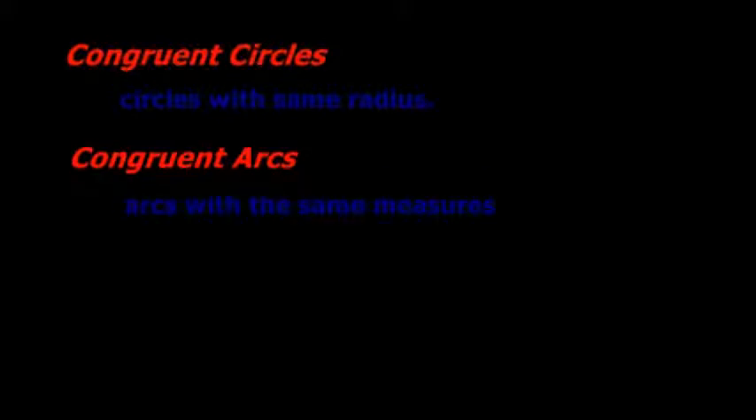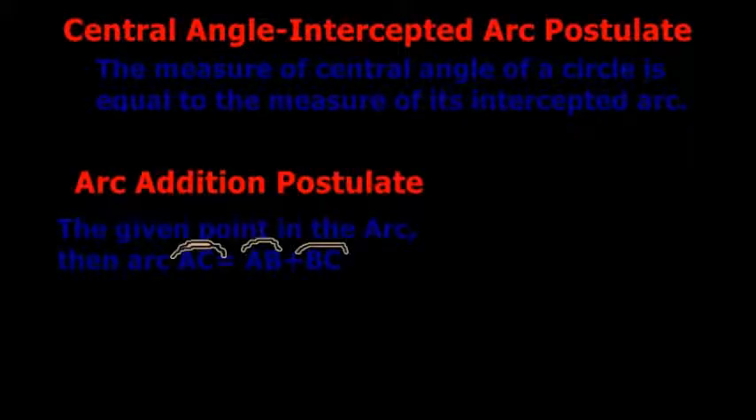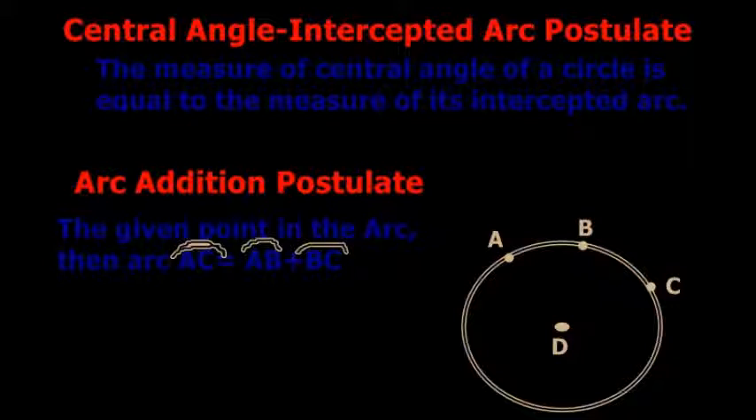Congruent circles. Circles with same radius. Congruent arcs. Arcs with same measures. Central angle intercepted arc postulate. The measure of central angle of a circle is equal to the measure of its intercepted arc. Arc addition postulate. If B is a point on arc AC, then arc AC equals arc AB plus arc BC.